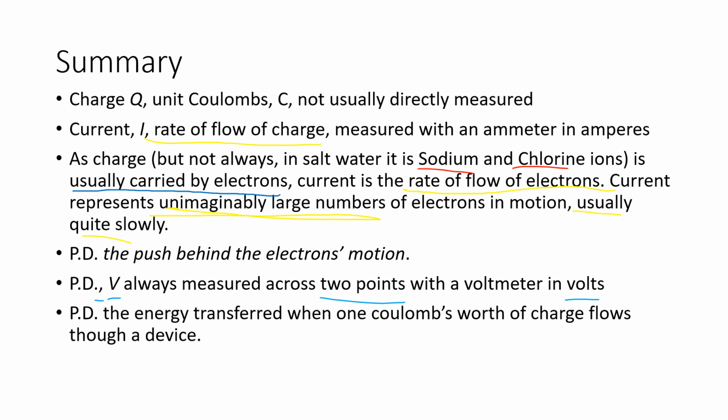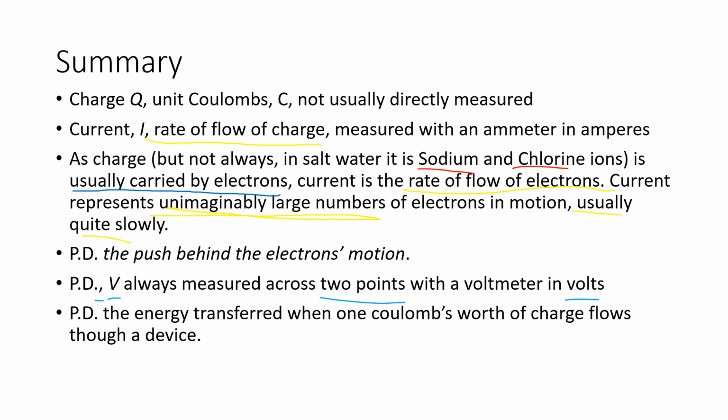And finally, potential difference is the energy transferred when 1 coulomb's worth of charge flows through a device. So electricity is transferring energy. And so the potential difference is a measure of that energy transfer. And so we know how much energy is being transferred into a resistor if we know what voltage is across a resistor and how much charge is flowing through that resistor. So potential difference is a measure of the energy being transferred. But as I say, the simplest way to think about it is the push.